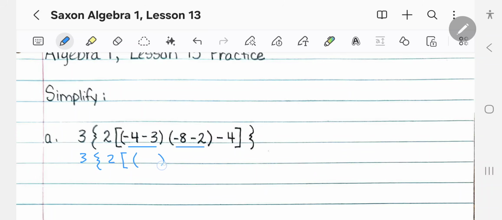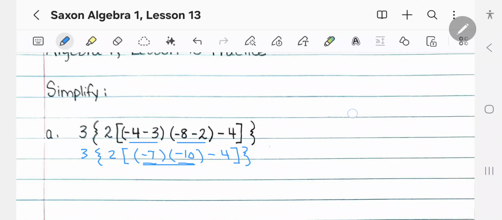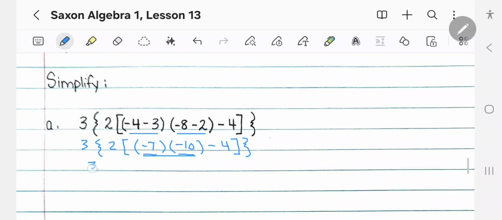I have an indicated multiplication here with the parentheses up against a parenthesis, so I'm going to leave them in there. -4 minus 3 would be -7. -8 minus 2 would be -10. Then I'm going to look and say, well, I got to go back inside. There's nothing I can do inside of here or here, but I can go ahead and do that multiplication so that I can simplify that set of the symbols of inclusion. So let's copy everything else down.